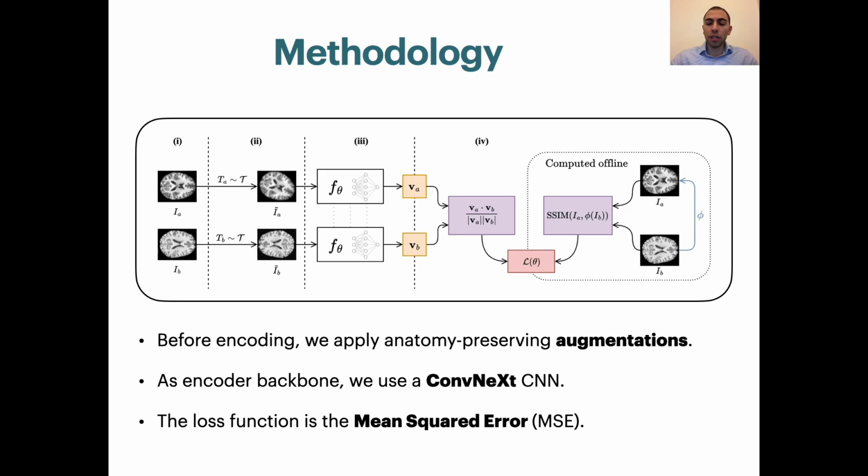The training objective is as follows. We minimize the mean squared error between the cosine similarity of the embeddings and the SSIM score computed in the image space. After training, Deep SSIM can estimate similarity without computing SSIM explicitly and without requiring image alignment.